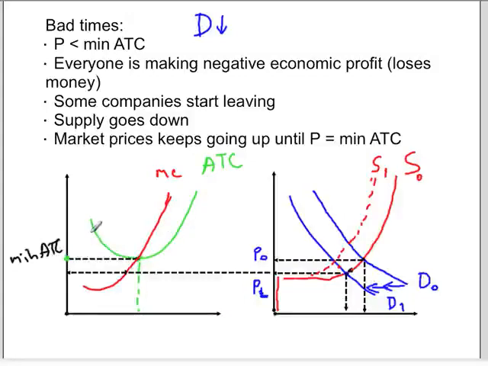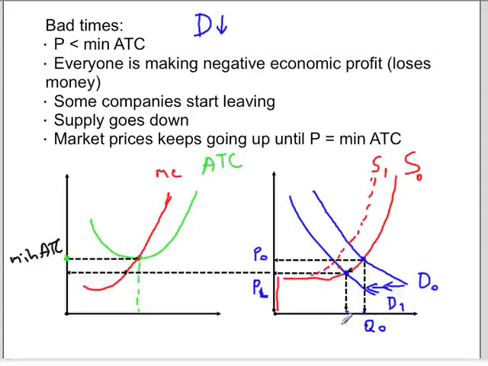So what will happen in this case? Well, everyone will start making negative economic profit, in other words, losses. And you can actually see it on this diagram. So this is where we were in the beginning originally. So this is our minimum average total cost. And that was equal to the market price. And then demand decreased. So we had the shift in demand curve from D0 to D1. So equilibrium changes from this point to this point, which corresponds to a lower market price.